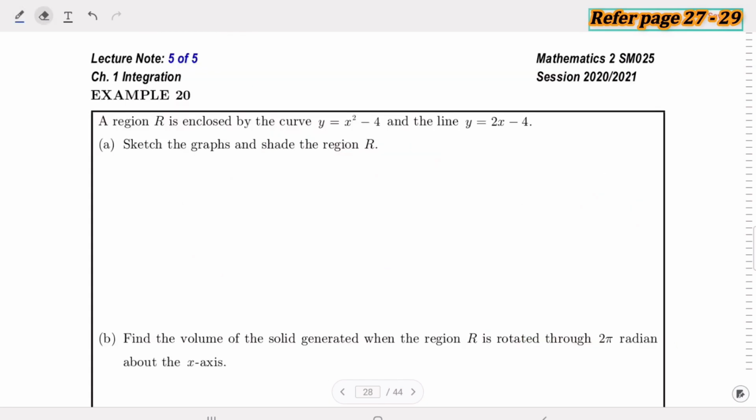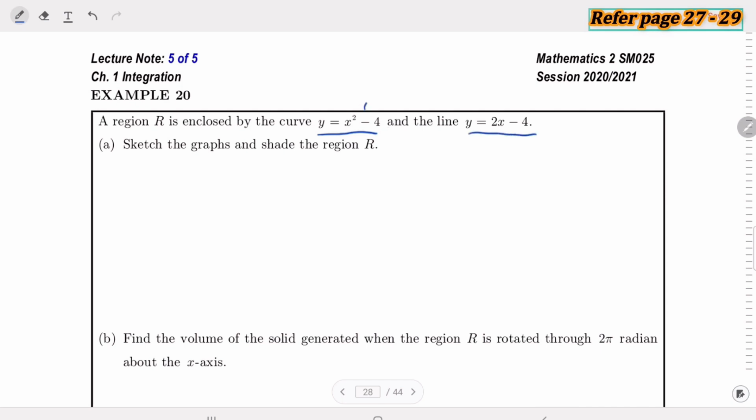Okay, next page, example 20. A region R is enclosed by the curve y equals x squared minus 4, a positive quadratic, and the line y equals 2x minus 4. Sketch this graph and shade the region. First, this is a positive quadratic, and here is a positive linear.